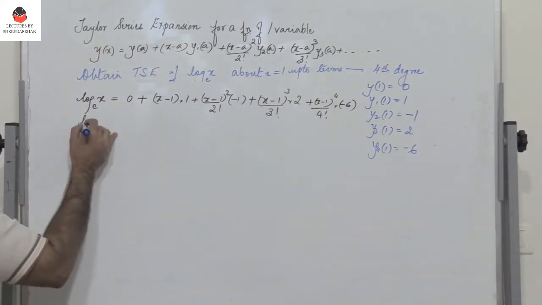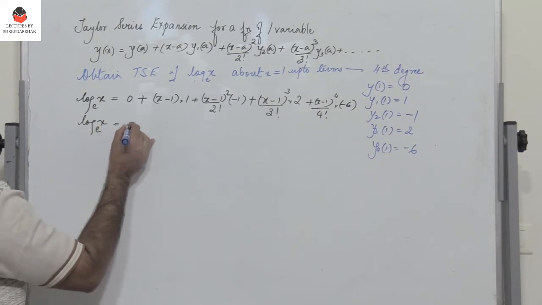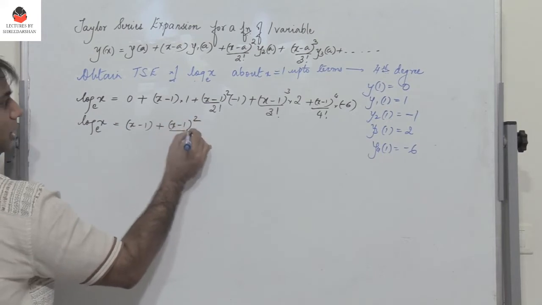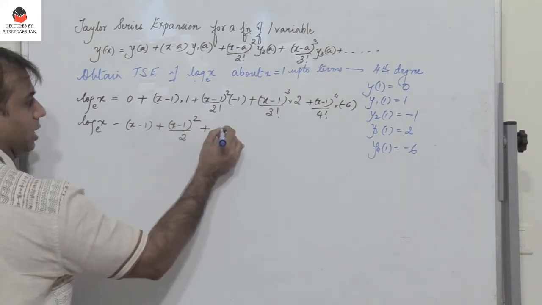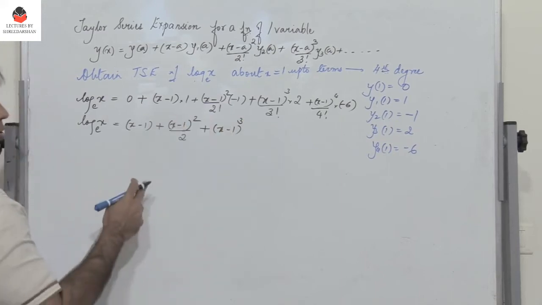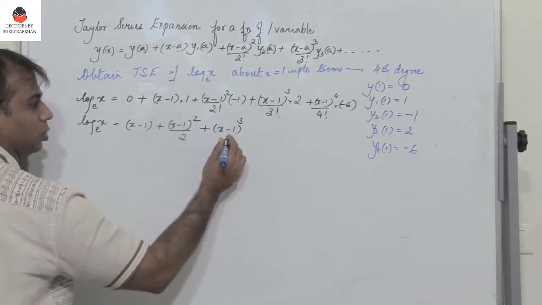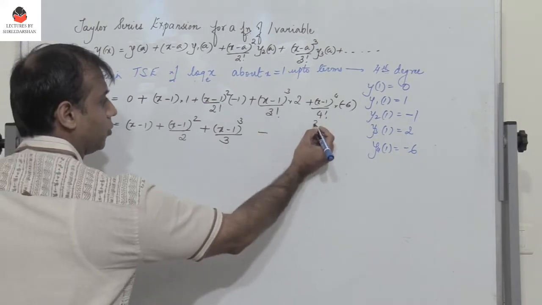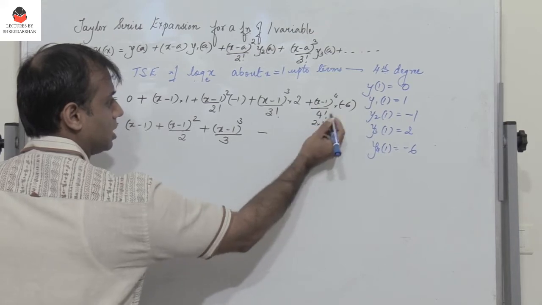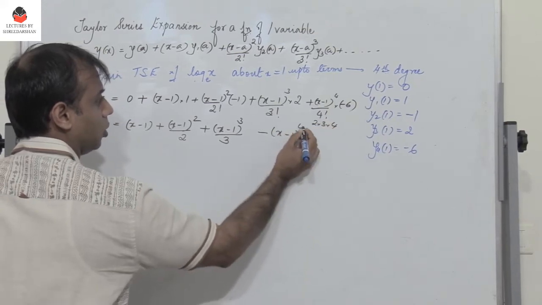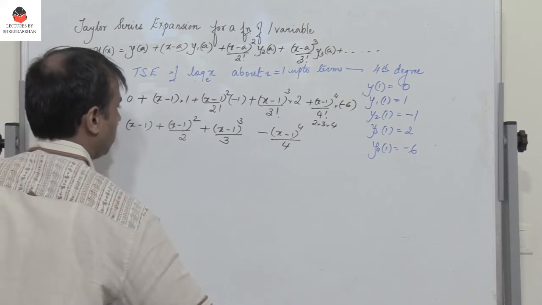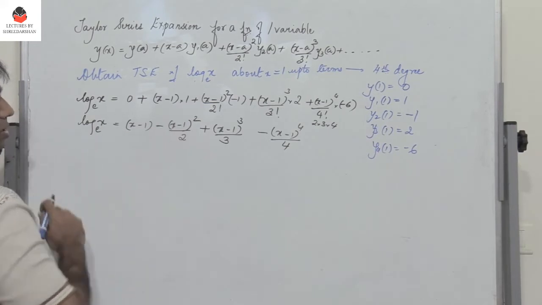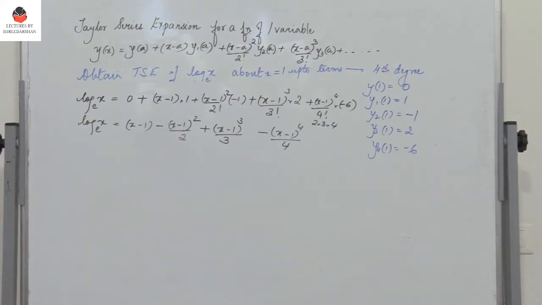So now let us see what happens. Log x to base e equals x minus 1 plus x minus 1 the whole square divided by 2 plus x minus 1 the whole cube. So factorial 3 is 2 into 3, 2 and 2 get cancelled, so you get divided by 3 minus, so factorial 4 is 2 into 3 into 4, so 6 gets cancelled, so you get x minus 1 whole power 4 divided by 4, and of course this is negative, so minus 1 into plus 1 is minus. So this is the final answer.